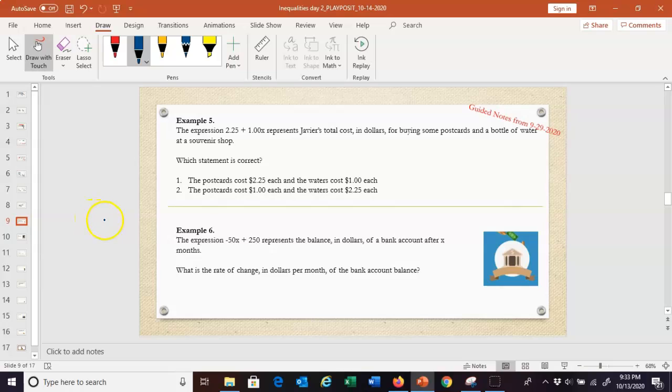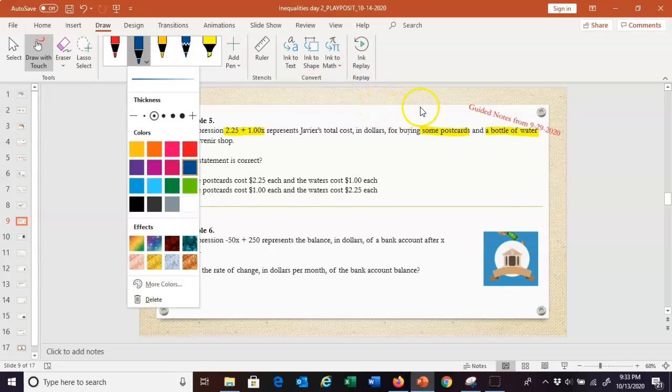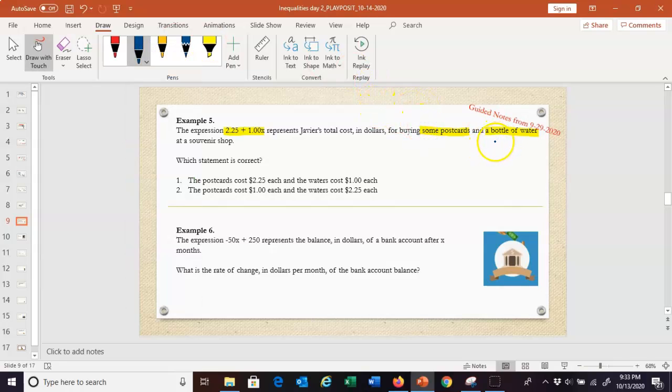All right, so here's examples 5 and 6, and then I think we're almost done with those notes. So here's our example. We have a souvenir shop. They give you an expression to represent Javier's total cost in dollars for buying some postcards and a bottle of water. So some postcards and a single bottle of water. Which of these is going to change, do you guys think? A bottle of water or some? Do we know how many postcards he bought? No, but we do know how much water he bought. He bought a bottle, just one bottle.